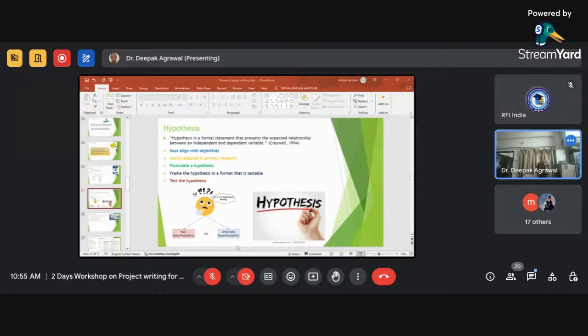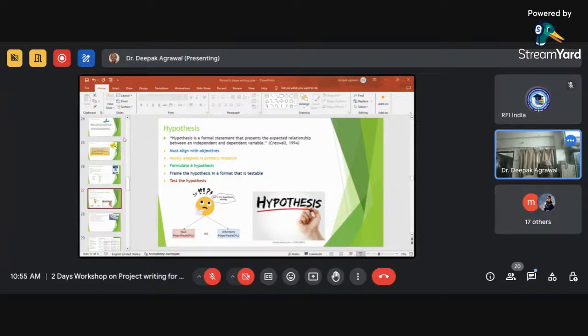Usually, we design the hypothesis in such a manner that we want to reject, or not accept, the null hypothesis. That means we want to reject the null hypothesis. Usually, but not always. So your hypothesis must align with the objectives. There may be many hypotheses.